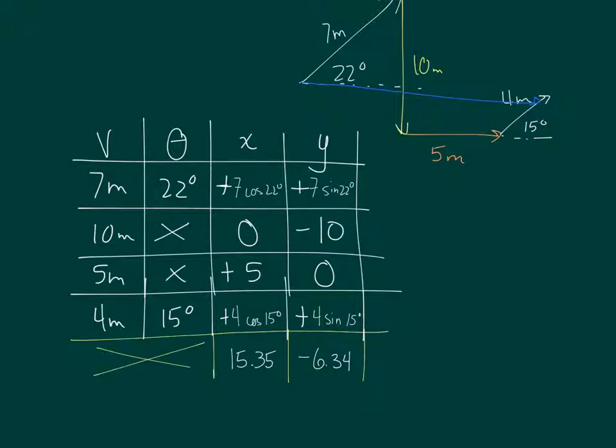So really, these are not drawn to scale. This should have probably been a little bit lower. Maybe the 10 should have gone a little bit further down, the 5 here, and then the 4 ends up here. But the idea is that from beginning to end, you would have to go 15.35 meters over and negative 6.34 meters down. These are the values you're getting.